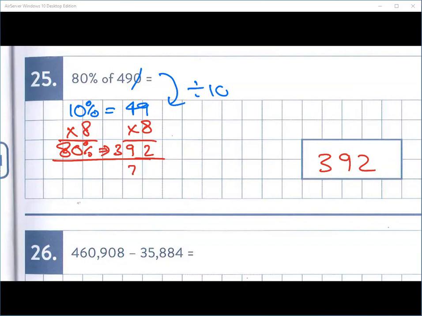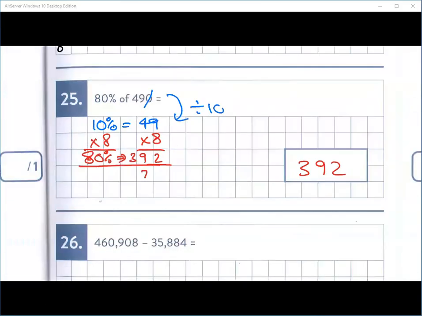I like the style. So you went straight for 10%. From 10%, you went to 80%. You got a nice number bond method. I like it. Very good. Nice and precise, and you know what you're talking about.